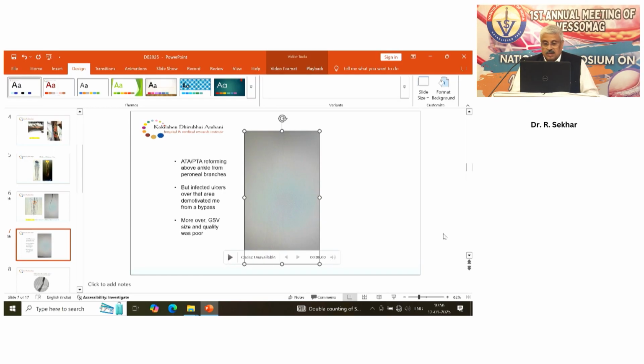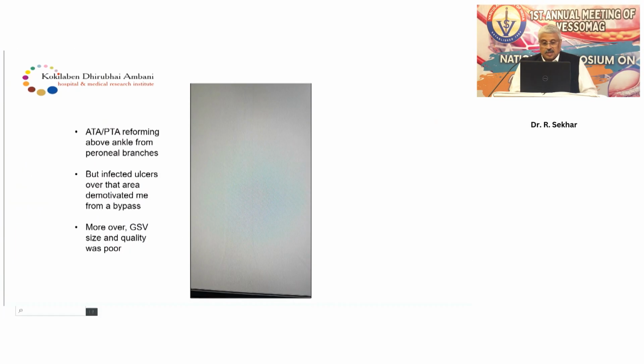Anyway, rather than waste time on this, I'll just quickly go to the slideshow and come to the core thing. Basically, when we did the angio, we found that the ATA and PTA were forming just above the ankle, from the anterior and posterior branches of the peroneal. So typically, as a surgeon, we feel that ideally this would be a bypass where we take a piece of vein, reverse it and bypass it to the ATA, PTA.